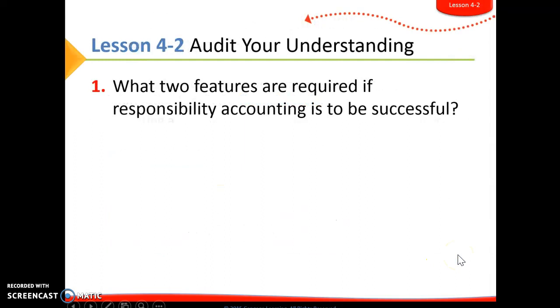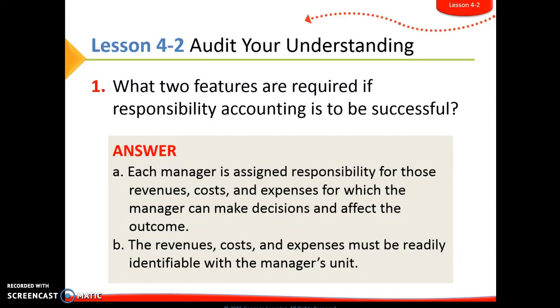Okay, the audit your understanding. Number 1, what 2 features are required if responsibility accounting is to be successful? Okay, 2 features then. 1, each manager is assigned responsibility for those revenues, costs, and expenses for which the manager can make decisions and affect the outcome of. And then 2, the revenues, costs, and expenses must be readily identifiable with that manager's unit.